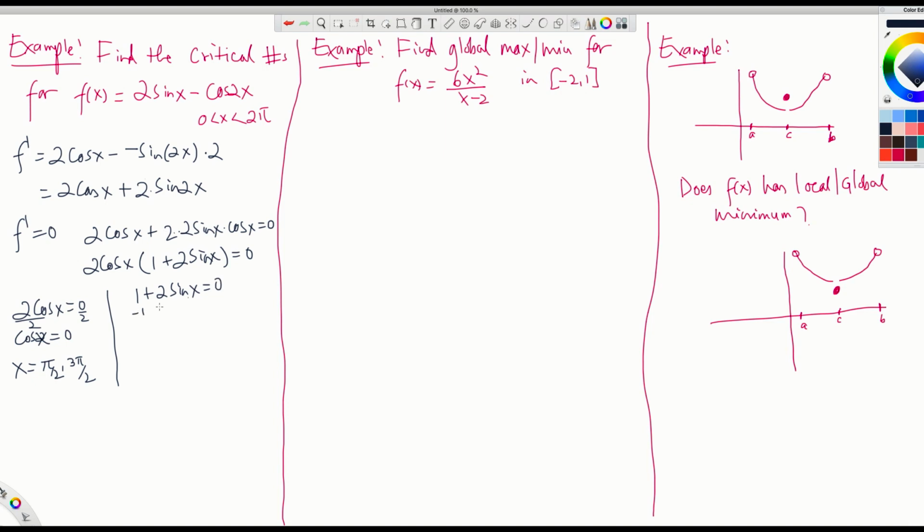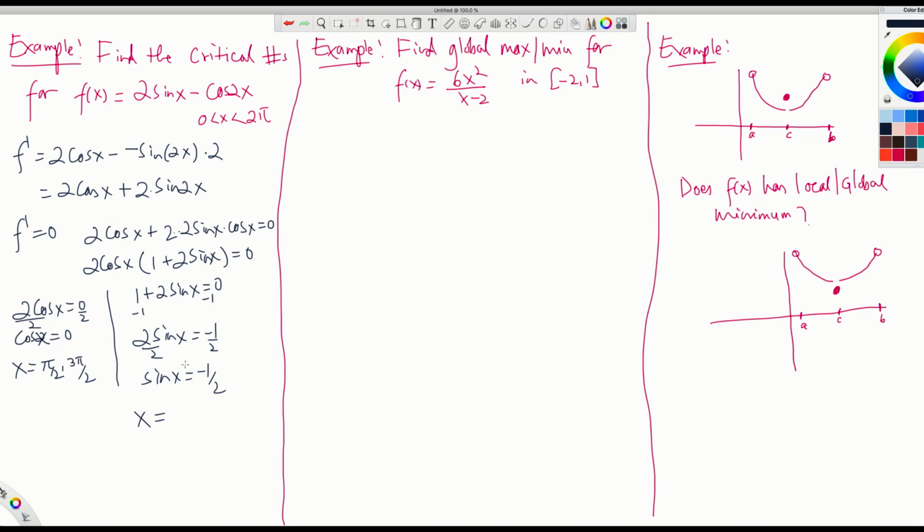So subtract 1, you get 2 sine x equals negative 1, and divide by 2. So sine x equals negative 1/2. So sine is negative in the third quadrant and then the fourth quadrant, right? For the third quadrant, you should do, because sine 30 degrees is 1/2, positive 1/2. So sine pi over 6 is positive 1/2.